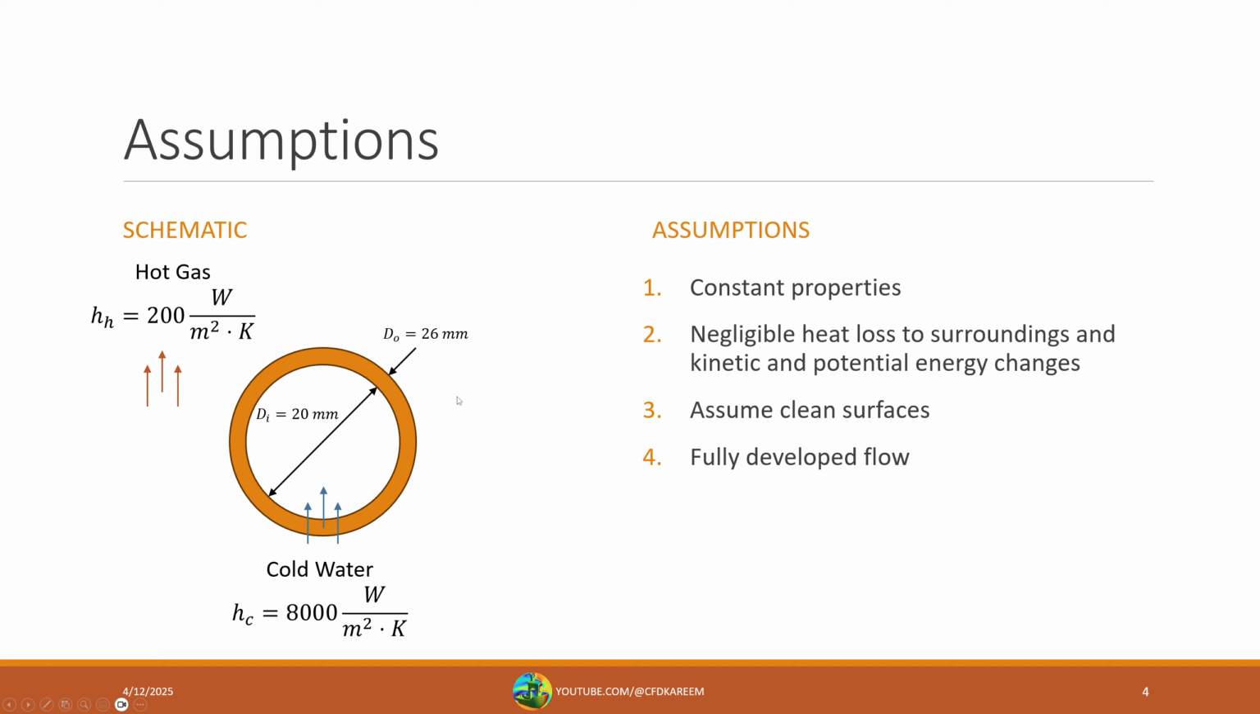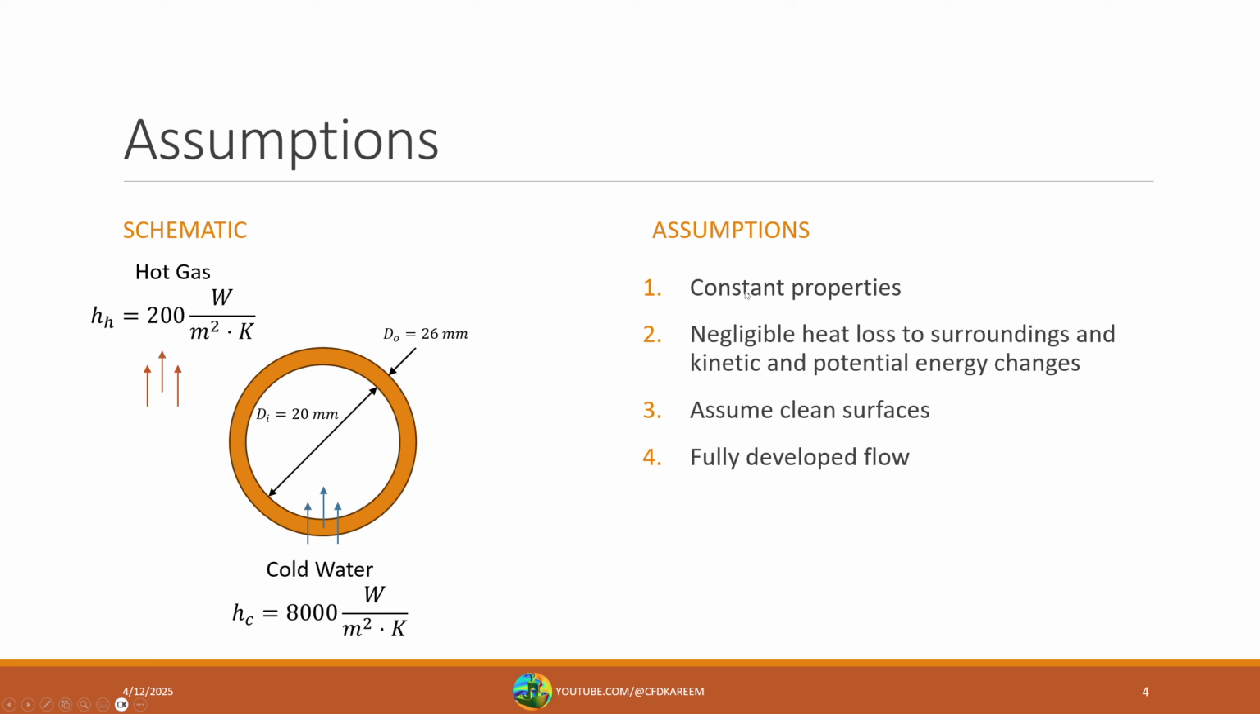So our schematic is going to look like this. We have our pipe with our inner diameter and outer diameter. We have hot gases flowing over the pipe and the cold water flowing on the inside of the pipe. And the hot gases have a heat transfer coefficient of 200 watts per meter squared Kelvin, and the cold water on the inside has a heat transfer coefficient of 8,000 watts per meter squared Kelvin.